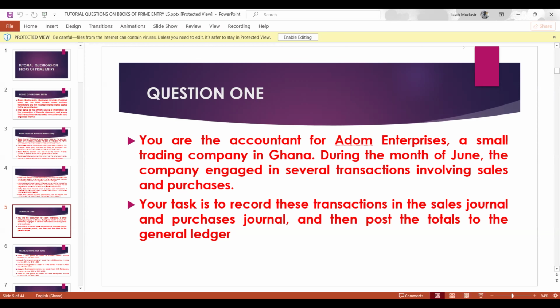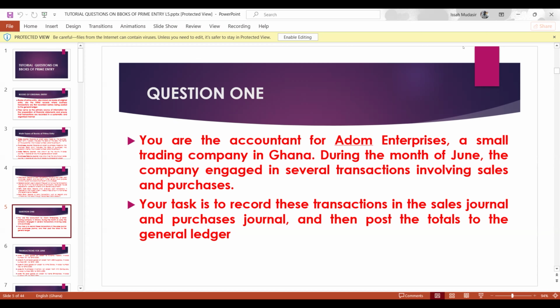Now, your task is to record these transactions in the sales journal and purchases journal, and then post them to the totals of what? The general ledger. So we are saying that we post the transactions from the journal straight to what? To the ledgers. The ledgers is where we open what? Accounts. Are we okay? The journals are books of original entry. Then the ledgers are books of what? Last entry.